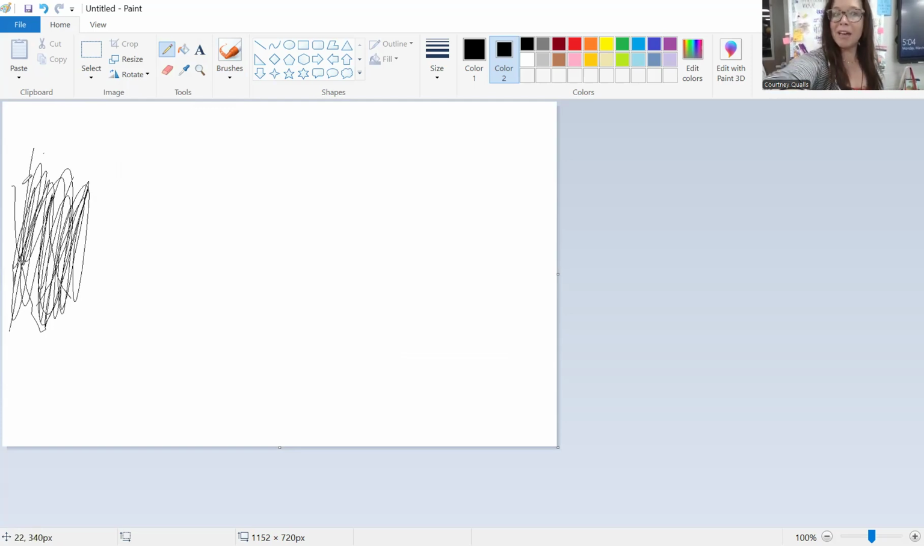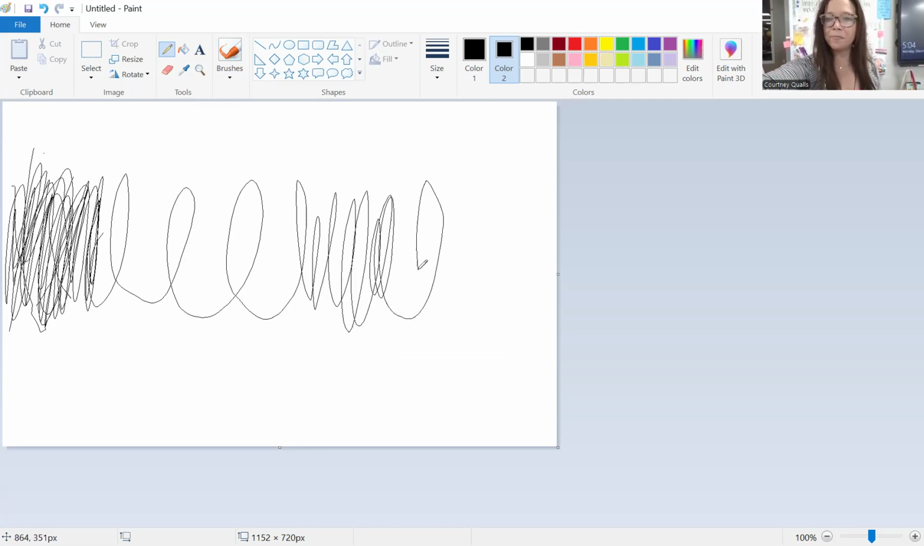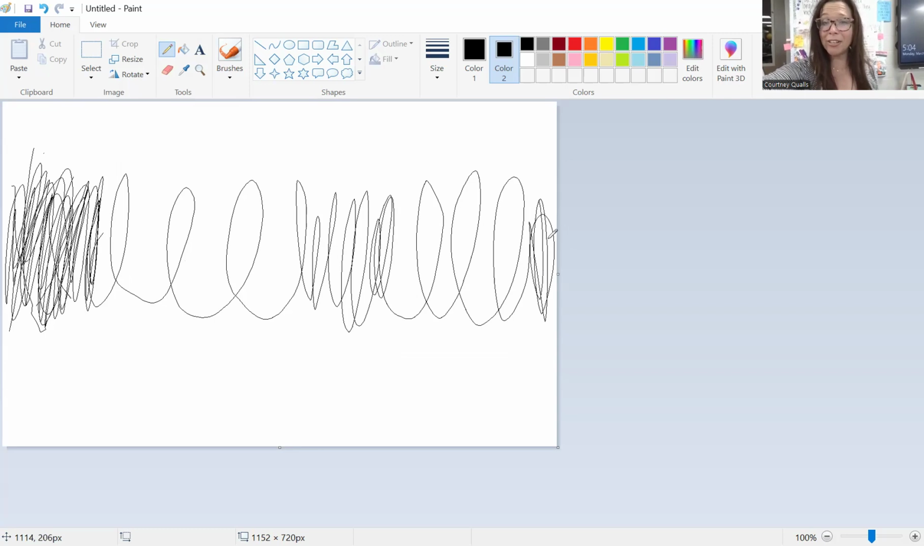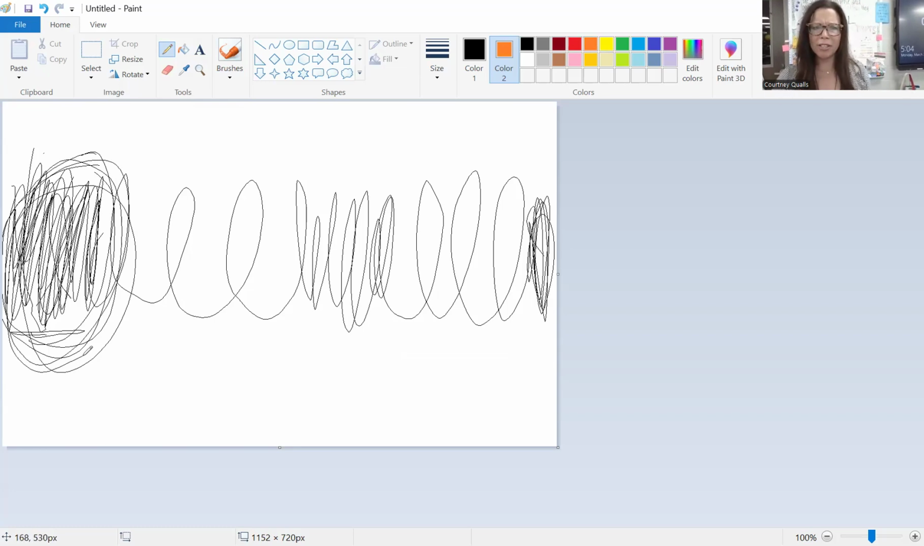But you know what? I can keep the scribble scrabble, because that can show compression. It all works out. See, sometimes mistakes just work out great. And that's what happened here. So this right here is the compression. This should be orange. It's definitely not orange. But this right here is a compression.